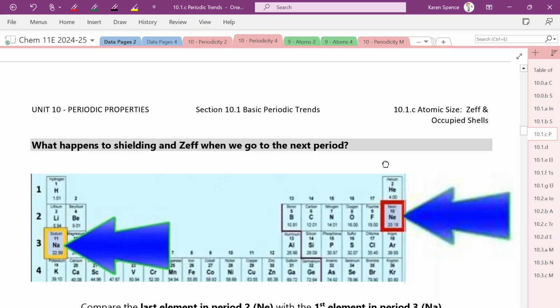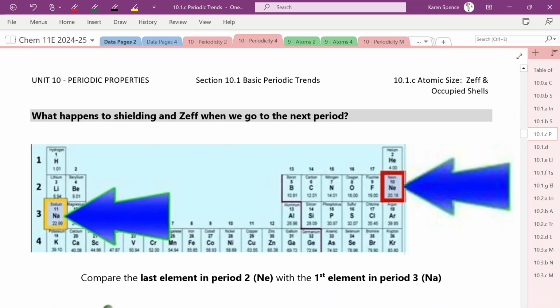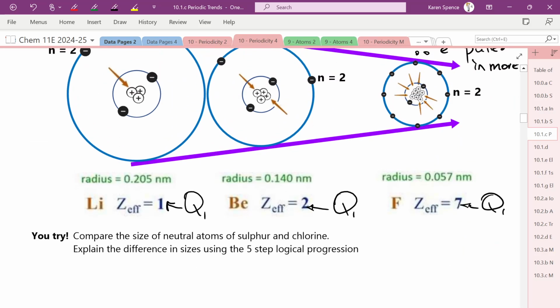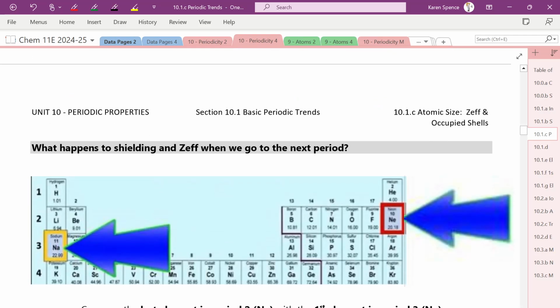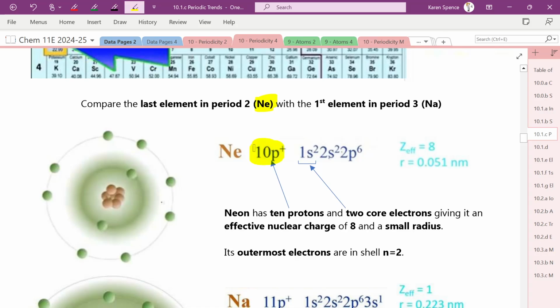Now, what happens to shielding and Zeff as we go to the next period? So what if we move from neon to sodium? This is now on page 17. The last element in period 2, neon, has 10 protons and its core has 2 electrons. So the Zeff is 10 minus 2, which is positive 8.